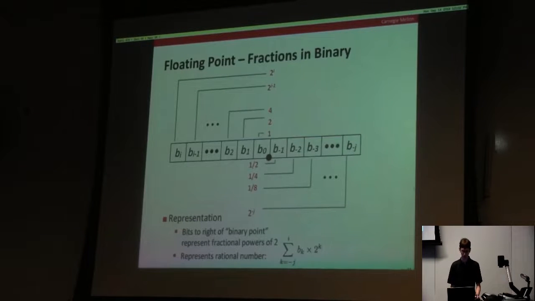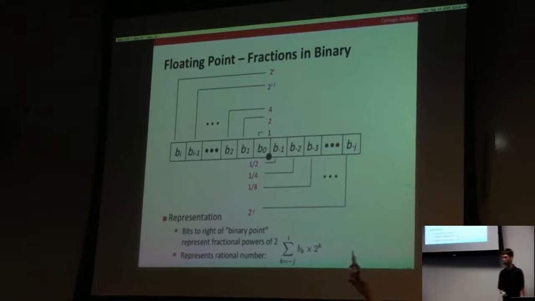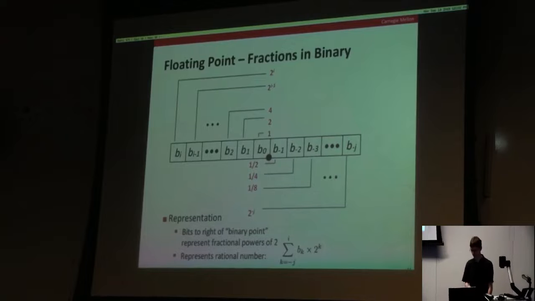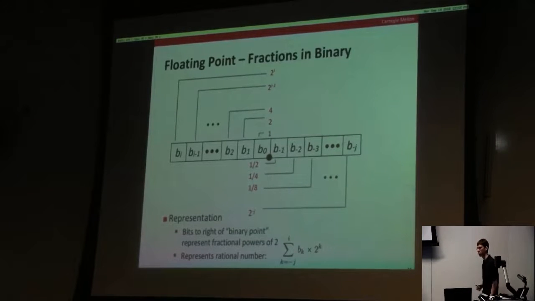So the main idea is that we have a binary point. This is like a decimal point, except our numbers are binary, not decimal. The bits to the left of this point are your normal powers of 2, starting with 1 and going all the way up to 2 to the i, however many bits you have. And the bits to the right of the point are the negative powers of 2: 1/2, 1/4, 1/8, all the way down to 1 over 2 to the j, however low you go. This pattern represents just a sum of powers of 2. Just like before with our integers, we have a sum of powers of 2 here. It's just that some of those powers of 2 are now negative.